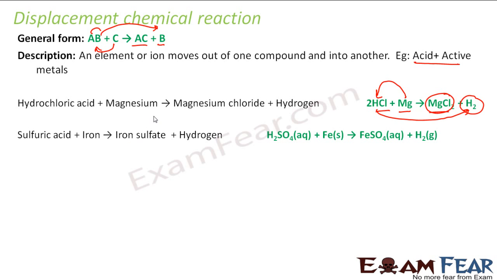Correct? Sulfuric acid plus iron gives iron sulfate plus hydrogen. So here if you see, iron came here, it kicked out hydrogen, and hydrogen is an independent entity now.